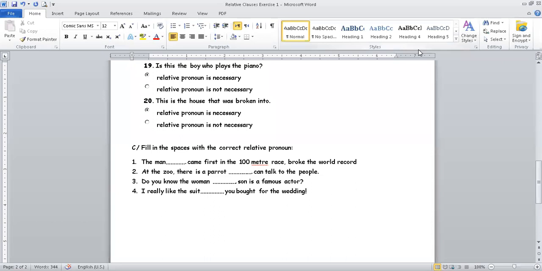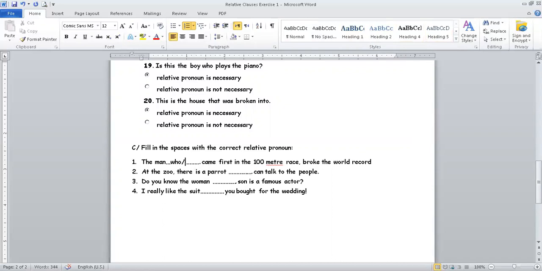In the last exercise, you have to fill in the spaces with the correct relative pronoun. Remember, the relative pronoun that can replace who and which. So it's possible to use that instead of who and which. Look at sentence number 1. The man came first in the 100-meter race, broke the world record. We want to define the man. Who came first in the 100-meter race? The man. So the man is the subject. So we use the relative pronoun who.